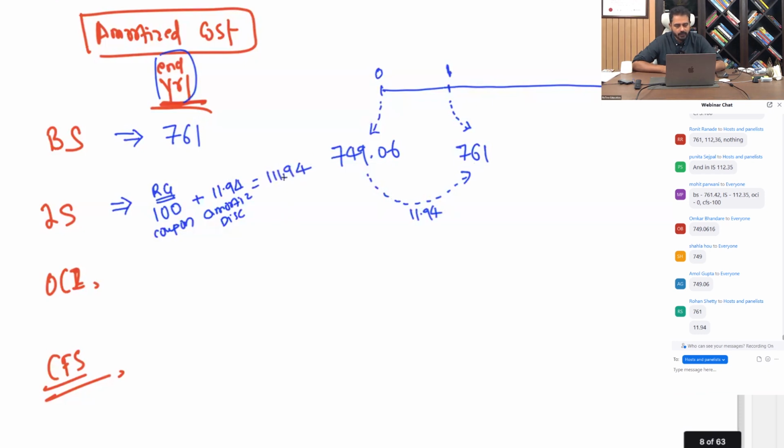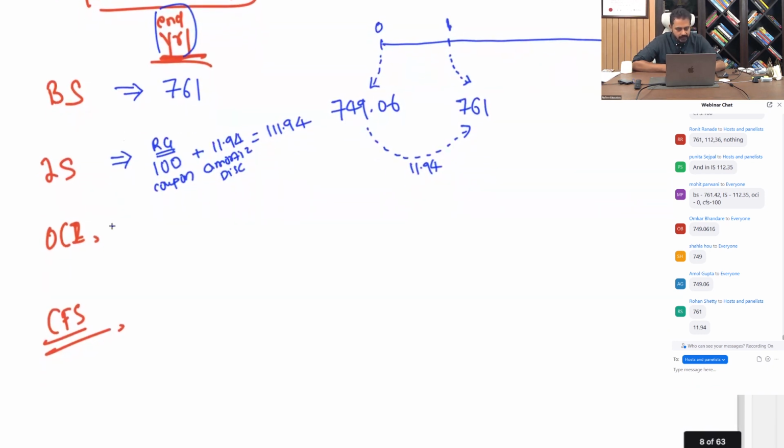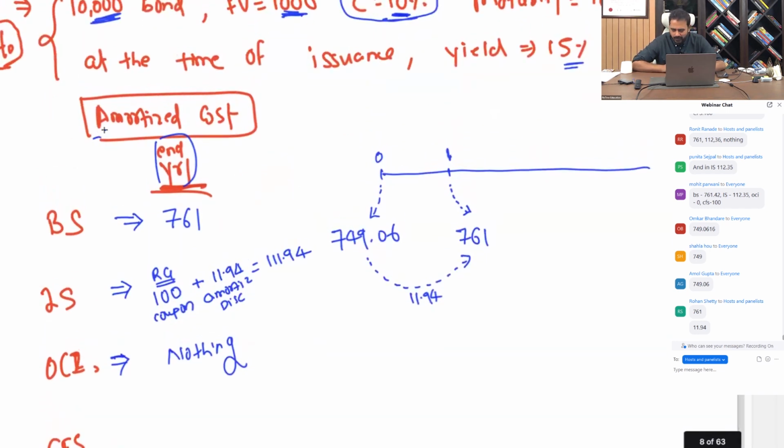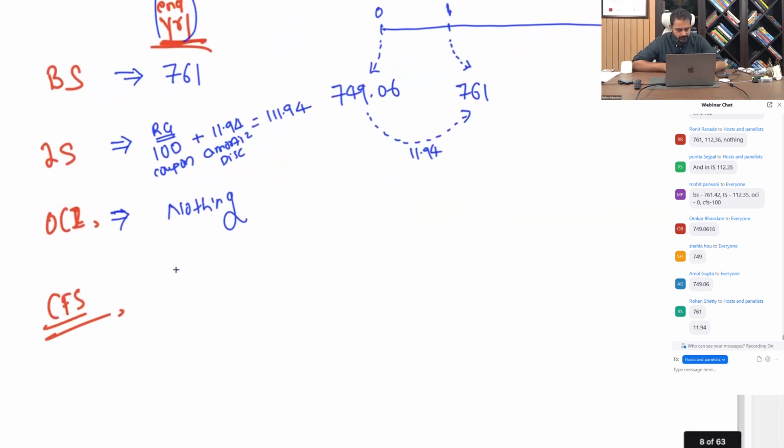Are you getting the hang of it? Which is going to be coupon received plus amortization of discount. What will I put in OCI? Nothing. Why? Because it's an amortized cost security. We don't put anything in the OCI.